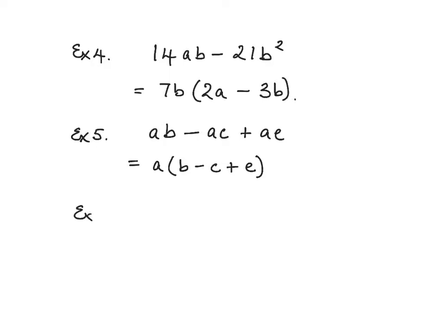Example 6, perhaps the last example. Reasonably straightforward, but it sometimes causes problems. v squared plus v. Well, the letter v is common to both terms. v times what will give me v squared? v times v, and v times 1 will give me v. It's this 1 here that sometimes causes the problem.